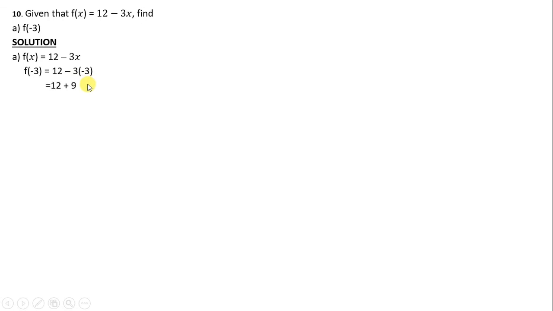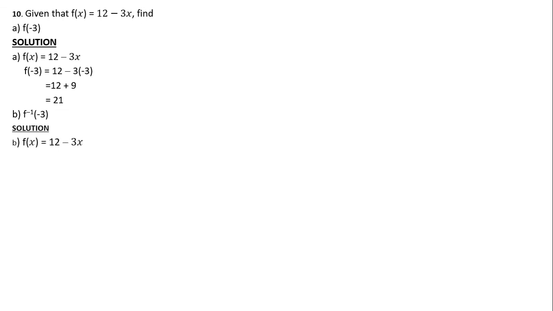So from there, we are going to say 3 times negative 3 times negative 3. When you are multiplying a negative times a negative, you get a positive. So we have 12 plus 9, which will give us what? 21. We continue. We have f inverse of negative 3. The inverse is the opposite, where you make the domain the range and the range the domain.